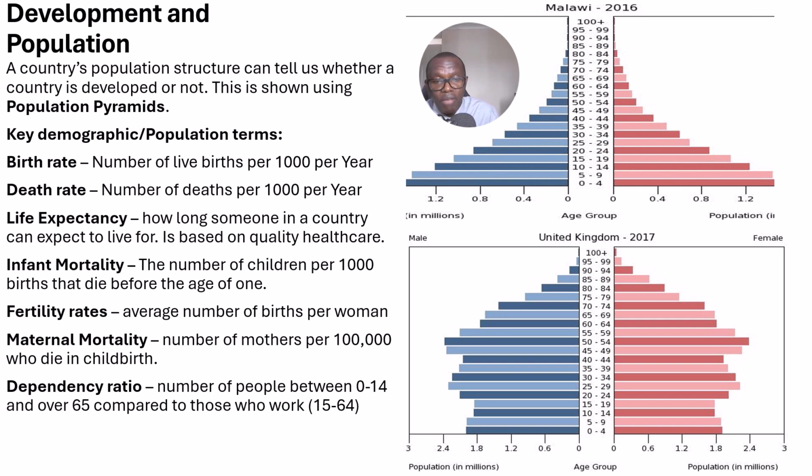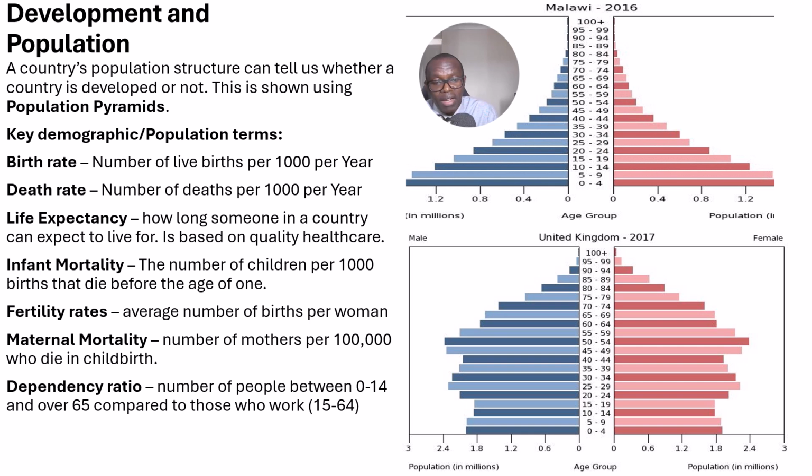Then we also have dependency ratio, which is the last key term we'll be talking about. And this refers to the number of people between the age of 0 to 14 and those that are over the age of 65, compared to those who work. Now, what does that mean then? So it means that it's the number of people that rely on the economically active or the working population.